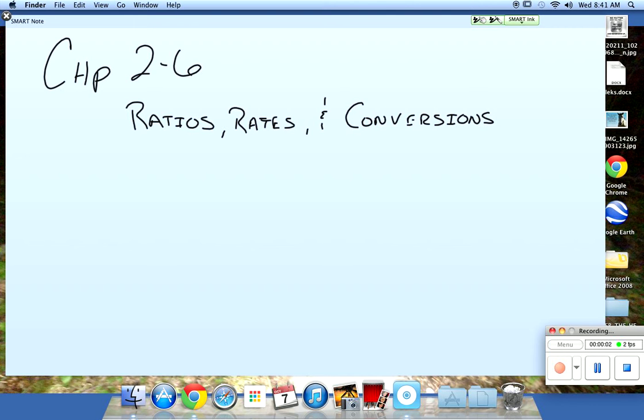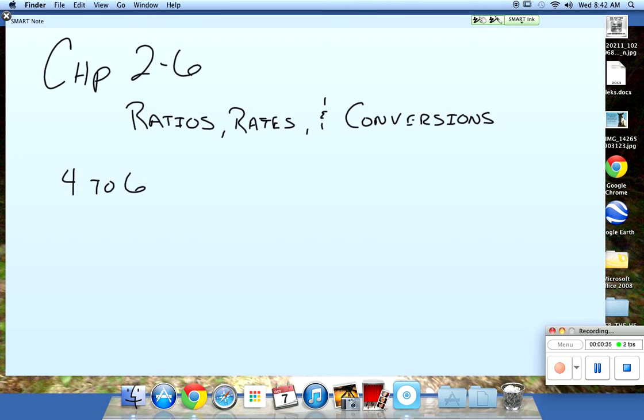Chapter 2, Section 6. We're going to learn about ratios, rates, and conversions. Now, what is a ratio, what's a rate, and what's a conversion? A ratio would be something like 4 to 6. That would be considered a ratio. In other words, we have 10 kids in the class, 4 of them are male, 6 of them are female, the ratio would be 4 to 6.